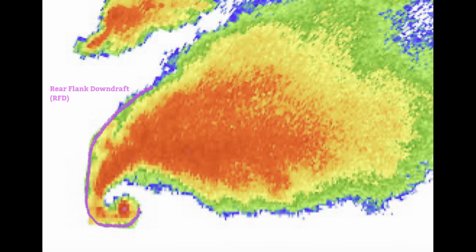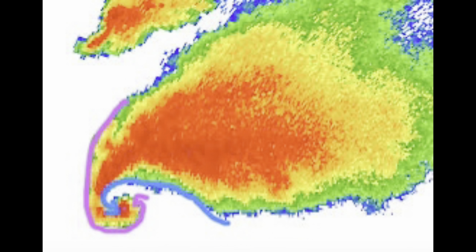Here outlined in purple, once again, I have what's called the rear flank downdraft. What the rear flank downdraft does is it's a rain-cooled air that wraps around the backside of a supercell that's being impacted by wind shear, and it wraps around and creates a gust front that wraps into the clear slot and interacts with the inflow, and that's where you get your rotation.